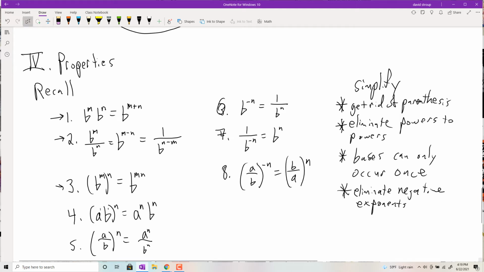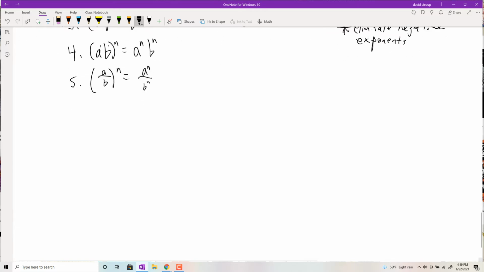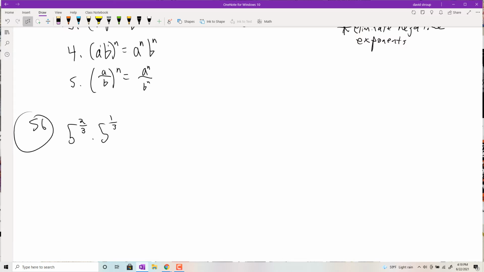Okay, so let's dive right in. Take a look at 56 here. A lot of this is just practice, practice, practice. And there'll be plenty of homework problems. Okay, so here I have the same base, so I just have to add the exponents. And you just add them like you do in arithmetic. 2/3 plus 1/3 is 3/3. 3/3 is the same as 1. And then that's just 5. Okay, 5 to the first power is 5.